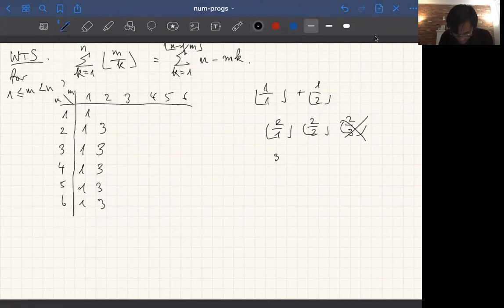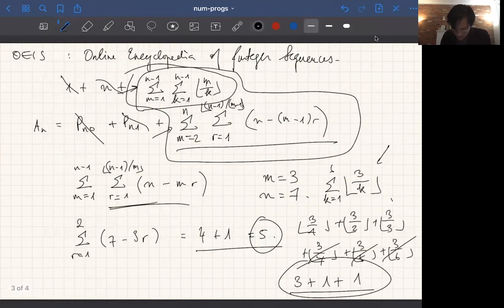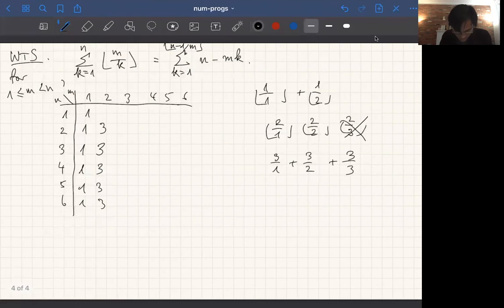So it's 3 over 1 plus 3 over 2 plus 3 over 3. And actually, we did it over here, right? So that's 3 plus 1 plus, ooh, this is 5. Is that the same? Have I made a mistake? 3 plus 1 plus 1, that's 5. So 1 plus 3 plus 5 is 9.